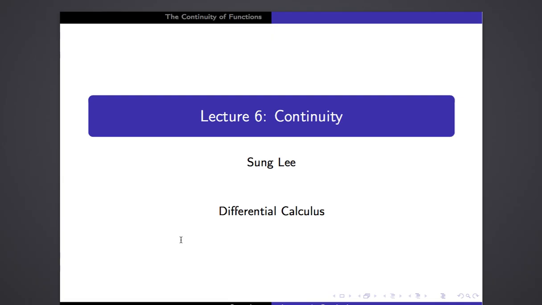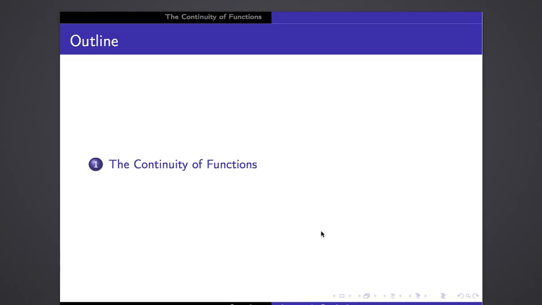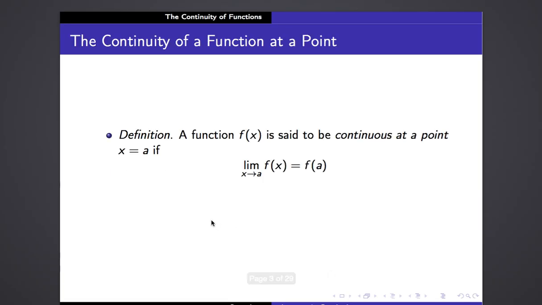In this lecture, we study continuity. We're going to talk about the continuity of a function at a point. So here comes the definition. A function f of x is said to be continuous at a point x equals a if the following condition is satisfied. The limit of f of x when x approaches a equals f of a.